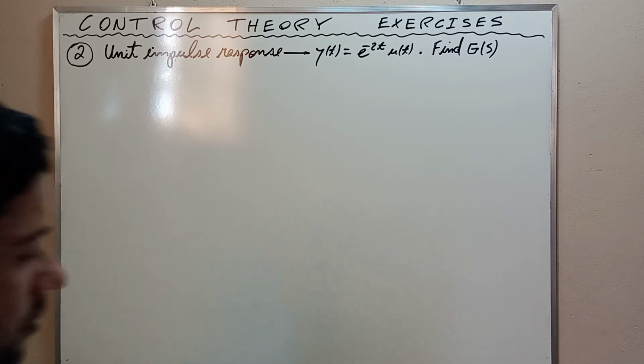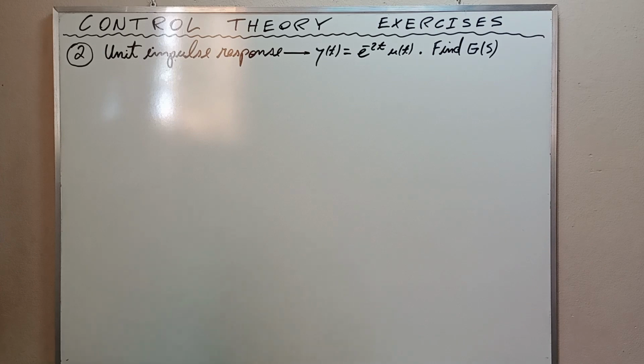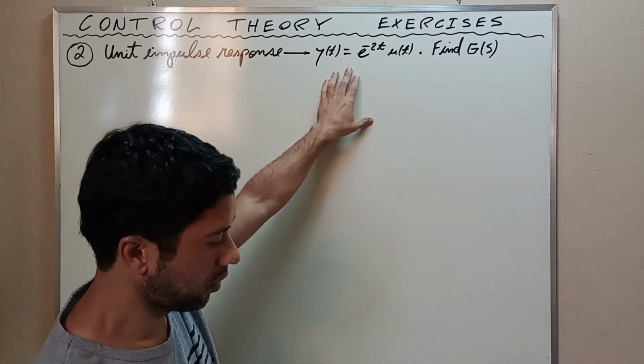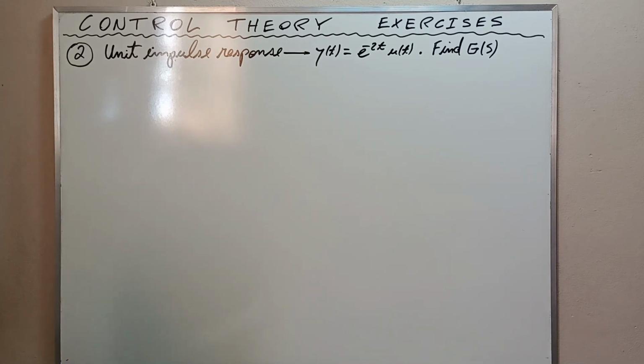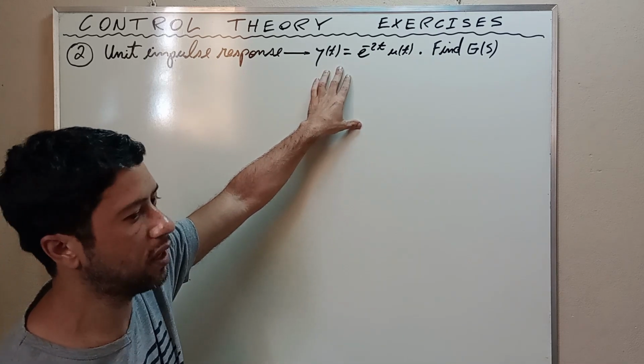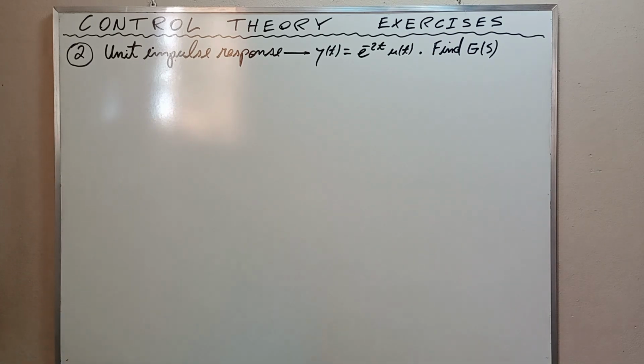The exercise wants G(s), the open loop transfer function, given that y(t) equal to e raised to the power of negative 2t u(t) is the unit impulse response of a unity feedback closed loop system. The exercise gave us this and demanded us to find this. As we saw in the previous exercise, the closed loop transfer function is the Laplace transform of its given impulse response.